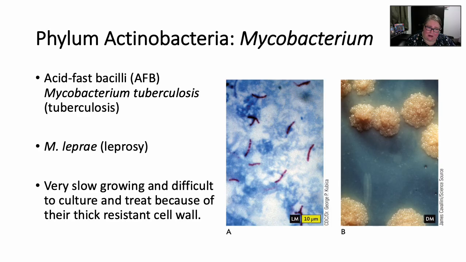They are very slow growing because of this thick, waxy cell wall. On our end, it makes them difficult to culture and treat. In fact, both leprosy and tuberculosis are treatable with antibiotics, but there's a lot of cases where they tend to come back because we don't take antibiotics long enough to get through that thick cell wall. Our acid-fast stain is going to stain them purple so we can view them.